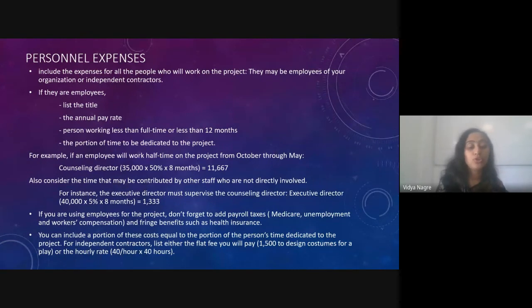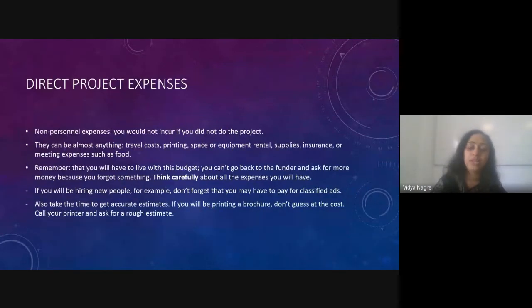You can include a portion of these costs equal to the portion of the person's time dedicated to the project. For independent contractors, list either the flat fee you will pay, like 1,500 to design costumes for a play, or an hourly rate like 40 rupees per hour times 40 hours, right, for a month or so, something like that.